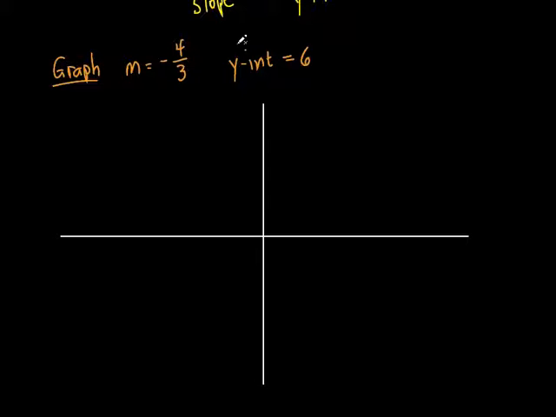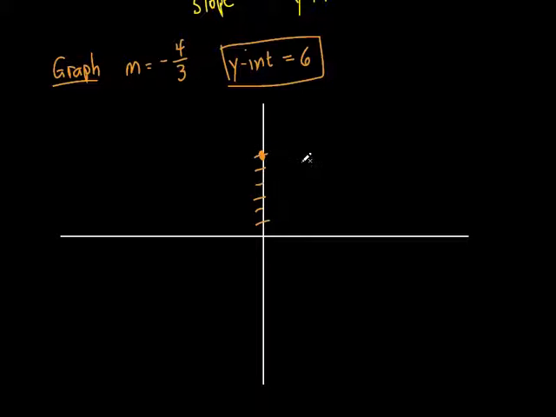First thing I'm going to do is graph the point. And what is the point? The y-intercept is 6. So where do I go? I go on the y-axis to 6. So 1, 2, 3, 4, 5, 6. And I put a dot right there. Pretty simple so far, right? Because it says the y-intercept. That's where it crosses the y-axis. So I'm going to put a point where it crosses the y-axis.